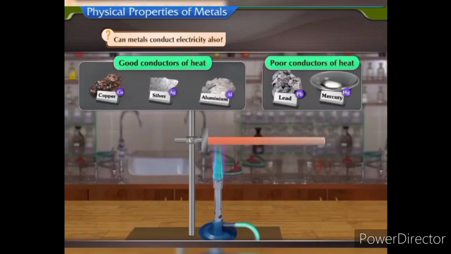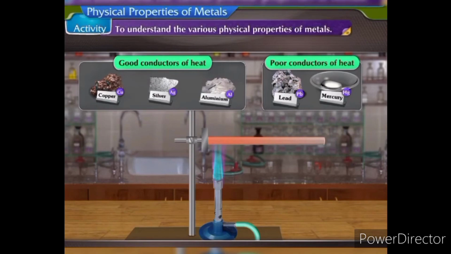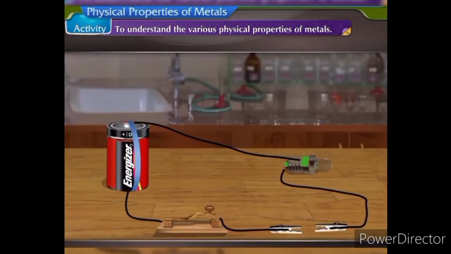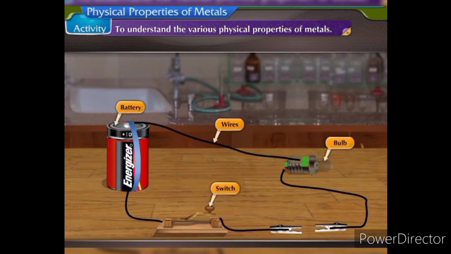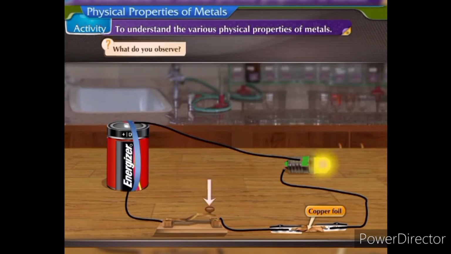Can metals conduct electricity also? Let us perform an activity to understand this. Let us first set up an electrical circuit using a battery, bulb, switch, connecting wires and crocodile clips. Insert a copper foil between the ends of the crocodile clips. Now switch on the current. What do you observe? The bulb glows. This shows that the copper foil can conduct electricity.